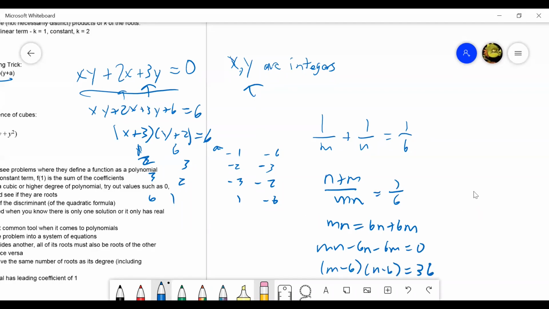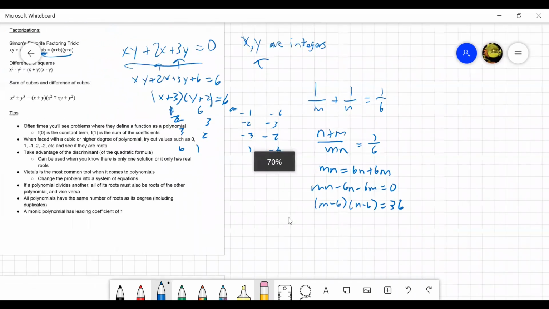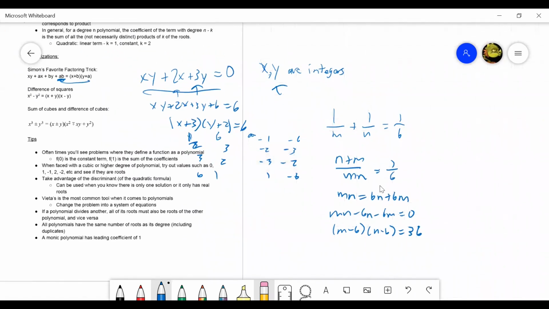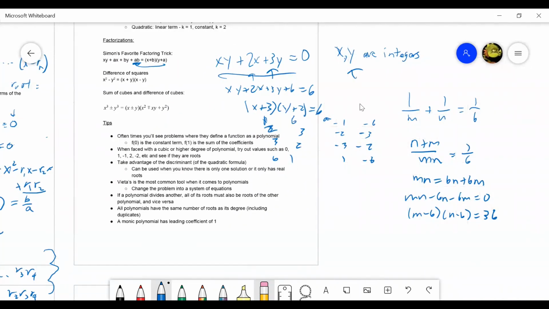And then from here, you can just simply factor out all possible values that would work, and that would be it. So, does everyone kind of see how this is useful? If you don't, that's fine too. But I just gave an example of a problem you might use it in.